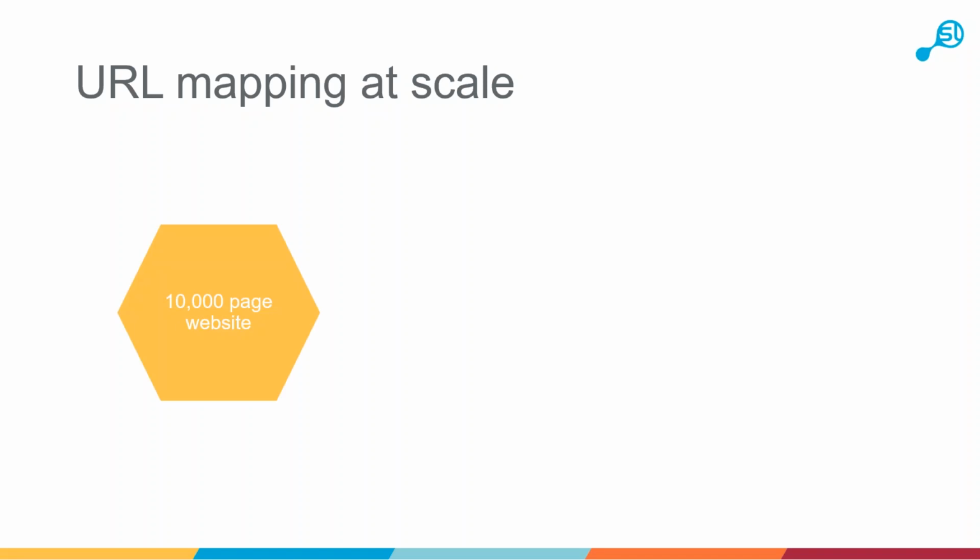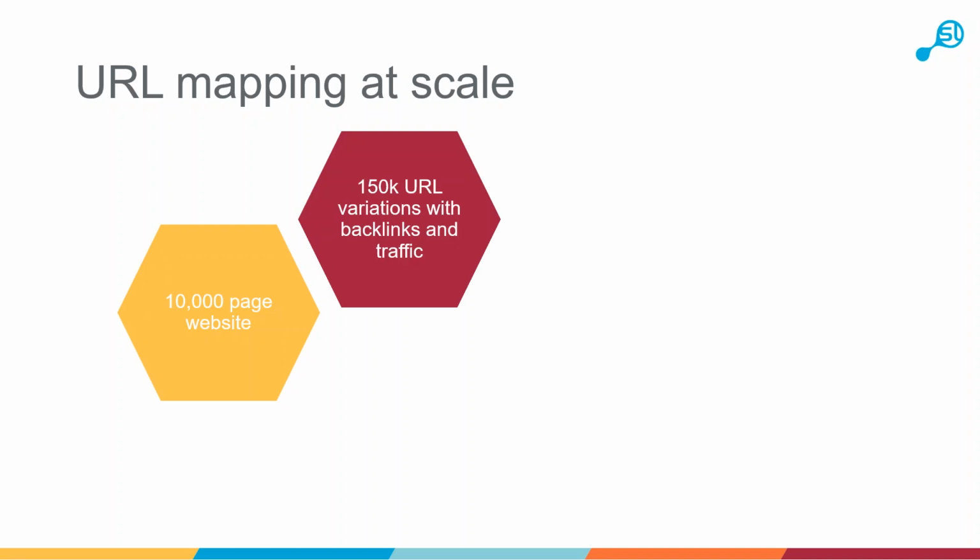Just to give you some examples of how we're using the technology and some ideas, one of the projects we're working on is helping our clients to do URL mapping. And it's really at scale here, but it's not massive scale from the size of the website perspective. So that site has about 10,000 pages. However, it built up 150,000 URL variations with backlinks and traffic.